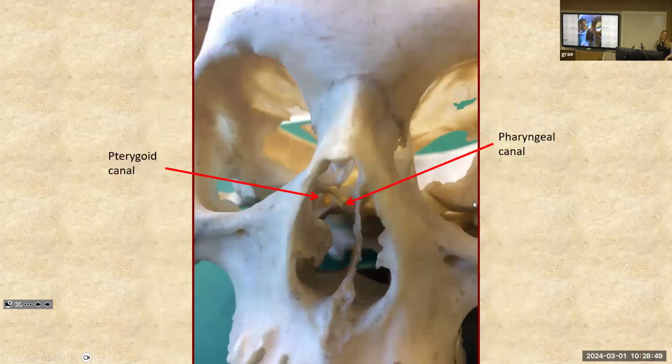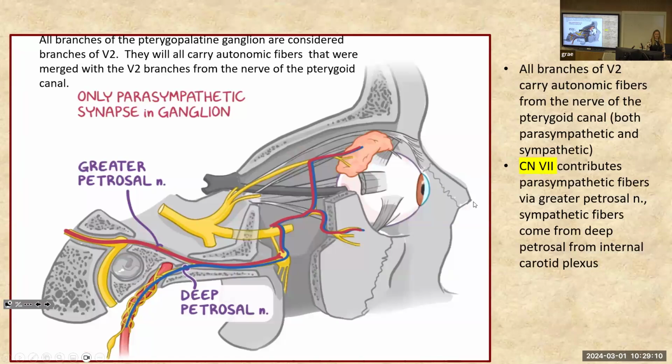And this is another skull where I kind of busted through. It was already broken. I just made it more broken. And not here. I didn't do it to any of our skulls. And you can see the pterygoid canal and then the pharyngeal canal right next to it. Didn't know I had these highlights. Okay.